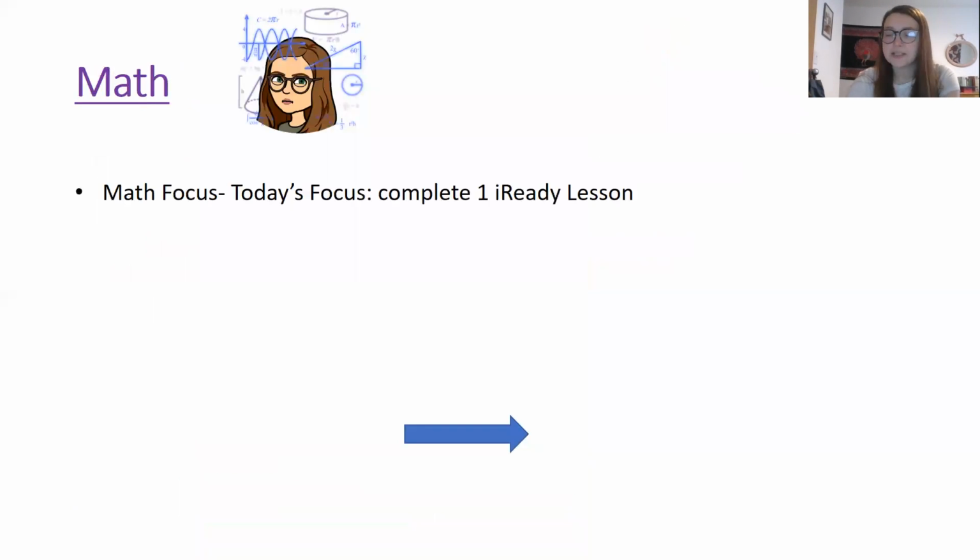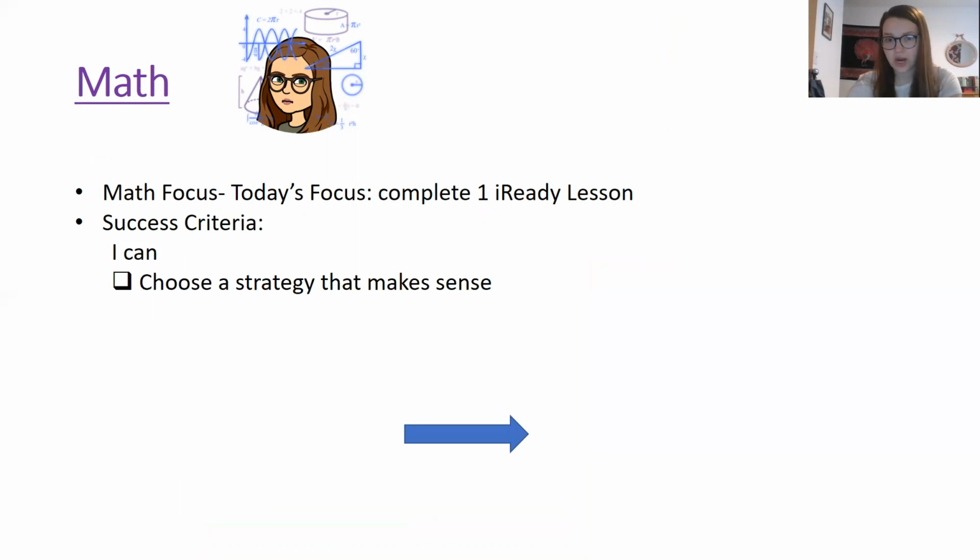Today for math, it is the exact same as yesterday. Your focus is to complete one teacher-assigned iReady lesson, and your success criteria is: I can choose a strategy that makes sense and use that strategy accurately. So when you're solving math problems in today's iReady lesson, remember to choose a strategy that you know is going to make sense and use it correctly.